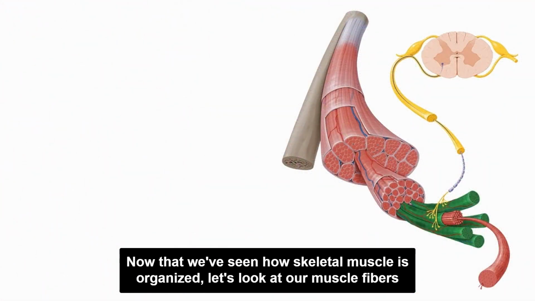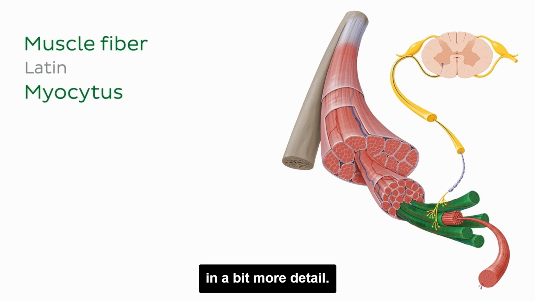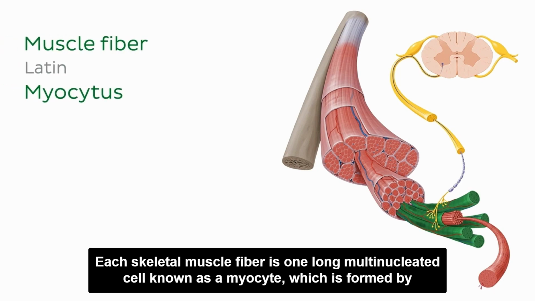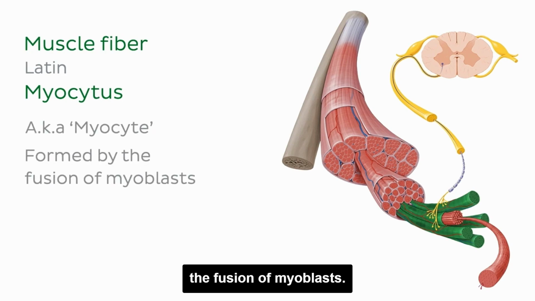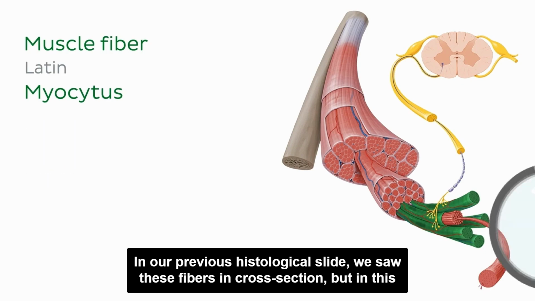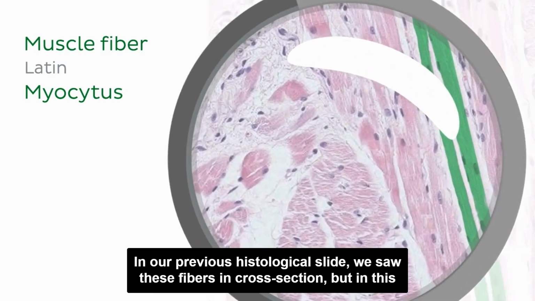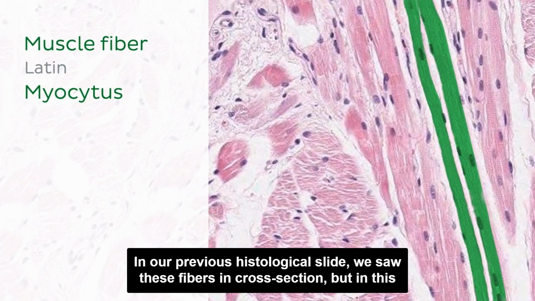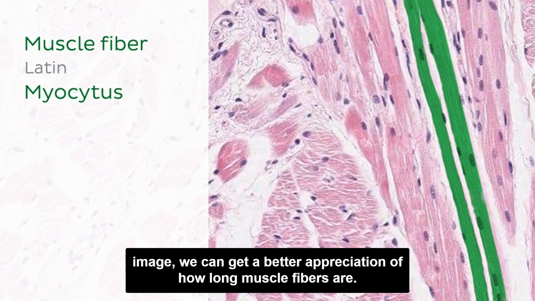Now that we've seen how skeletal muscle is organized, let's look at our muscle fibers in a bit more detail. Each skeletal muscle fiber is one long multinucleated cell, known as a myocyte, which is formed by the fusion of myoblasts. In our previous histological slide, we saw these fibers in cross-section, but in this image we can get a better appreciation of how long muscle fibers are.